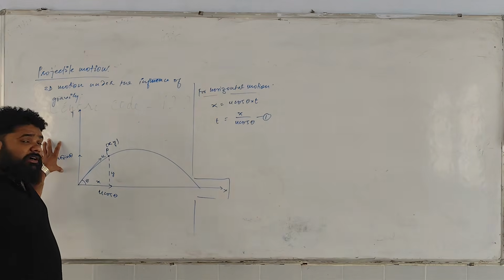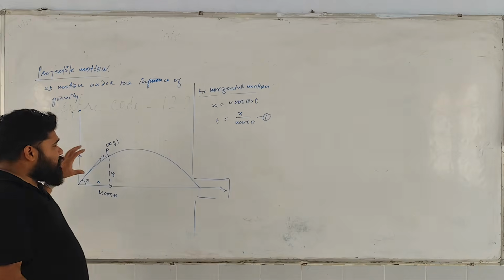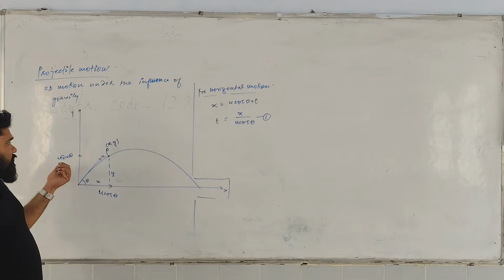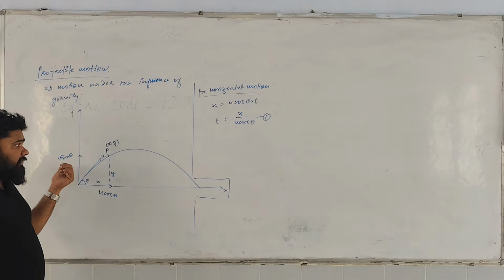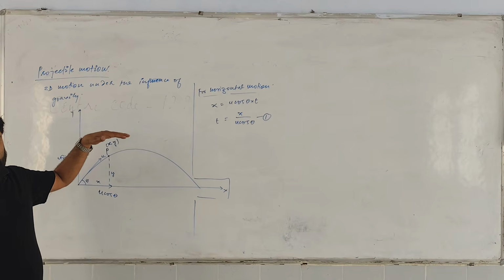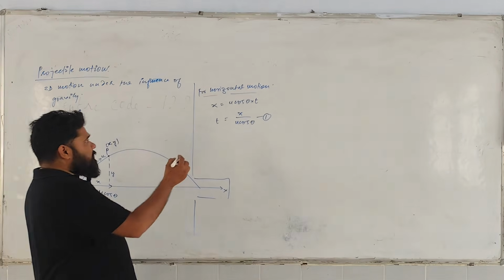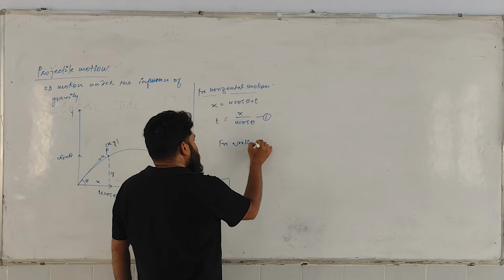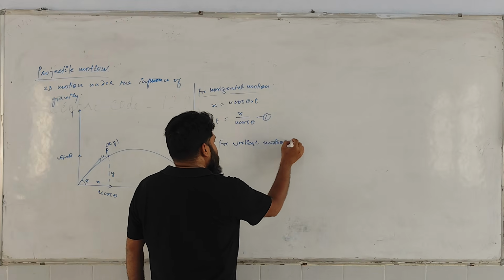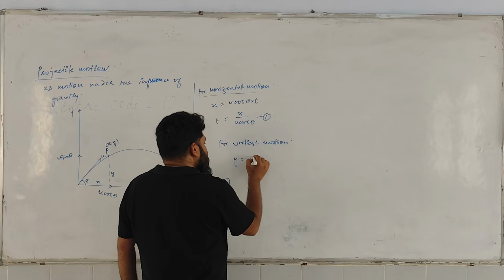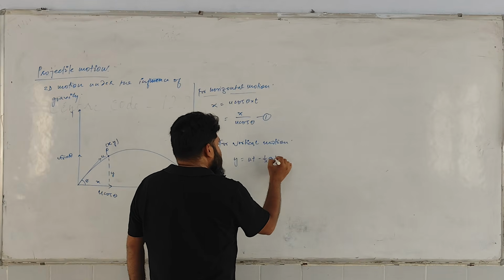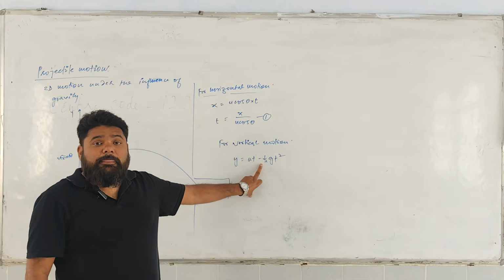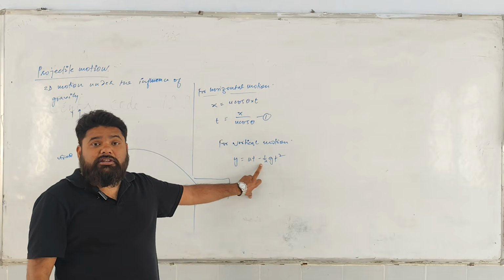Now we will look at the vertical motion. The initial speed provided in the vertically upward direction is u sin theta, and we deal with it until the velocity becomes 0 at the maximum height. So for the vertical motion, y is equal to ut minus half gt square. Why are we putting this minus sign? The minus sign is because the motion is against gravity. That's why we put the negative sign.